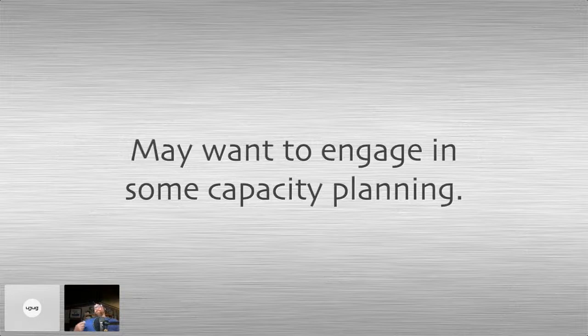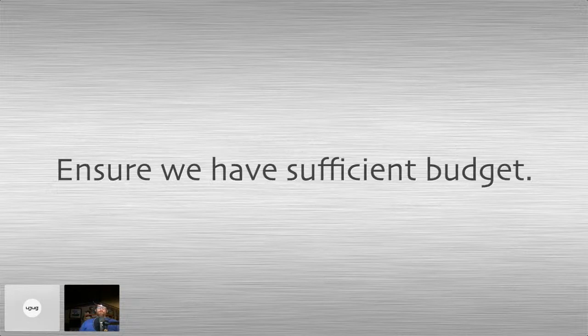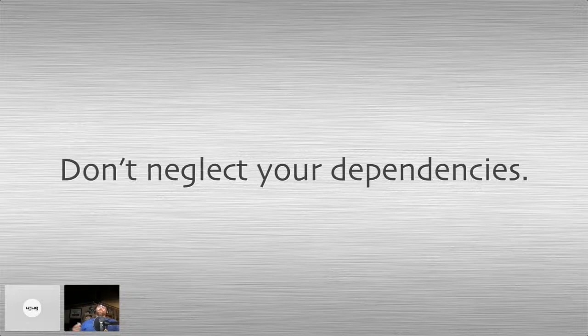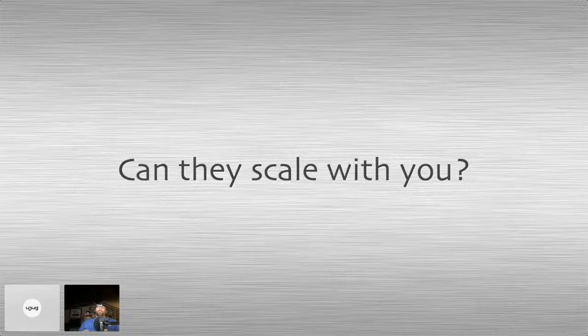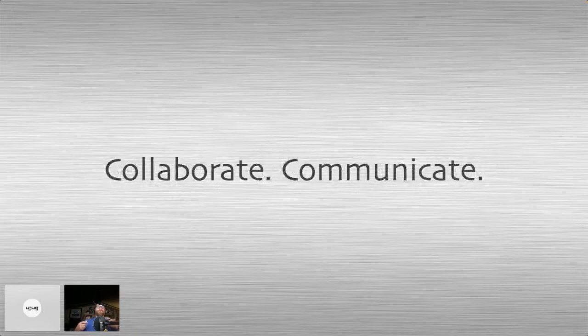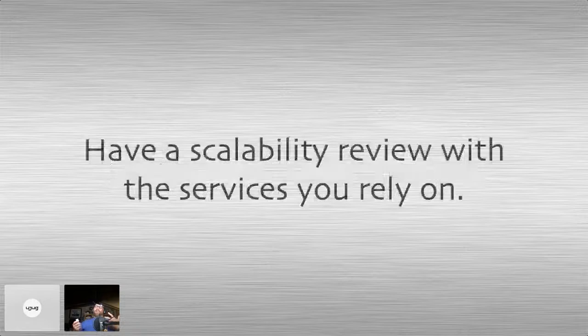You are going to have to do some amount of capacity planning as part of this to make sure we've got the right budget in place. Although maybe we want to think about changing our budgeting process. That's one of those fascinating aspects of software. We also need to understand our dependencies and their ability to scale along with us. If not, we may need to choose different pieces to collaborate with. And that's part of this. Again, this is more of a cultural issue than it is a technical issue. So we probably are going to have a review with those services that we rely on just to make sure that they can scale along with us.